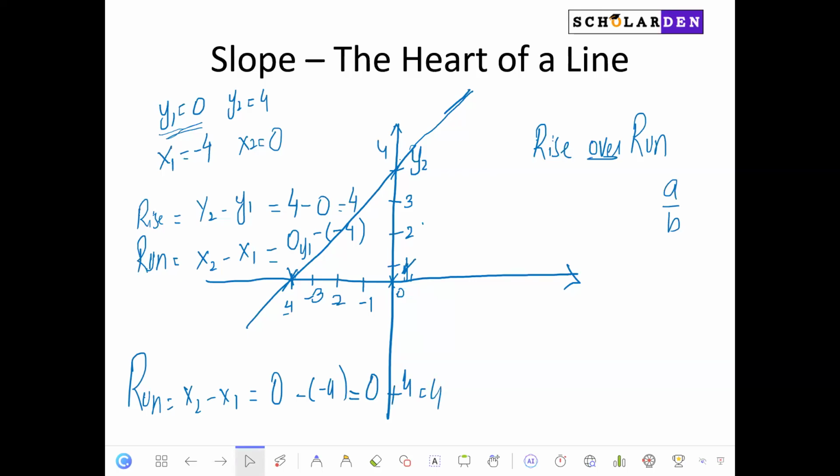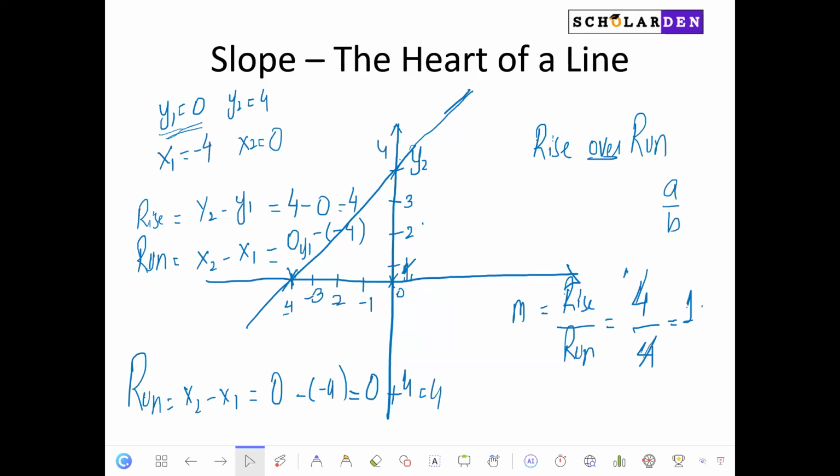So you've calculated both the values: you've calculated rise and you've calculated run. Now the slope, and the mathematical variable that is conventionally applied to slope is m. So m is rise over run. In this case, the rise is 4, the run is 4, and the slope is 1.